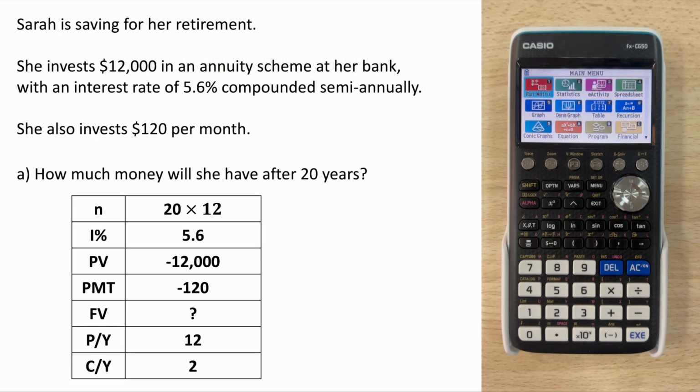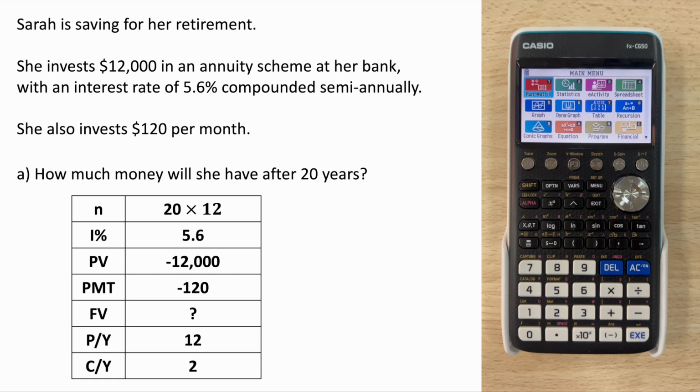So for this question, we're going to type it in like this. It's 20 years times 12, because we're paying in 12 times per year. We're paying in per month. That's 12 months a year, so we do 20 times 12. The interest rate is 5.6. The present value, she's paying into the bank $12,000, so that's minus 12,000. The payment every month is minus 120. She's paying it into the bank. That is negative, takes it away from her.